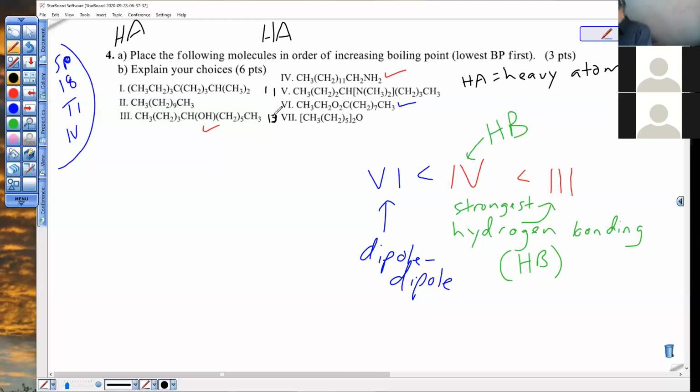If I can make it look like a 3. That's close enough. 13 heavy atoms is going to have more London forces than 11. Notice I didn't use the B word. I won't even talk about the B word until I need it. You say, what's he talking about? It'll come up. We have another 11 over here.